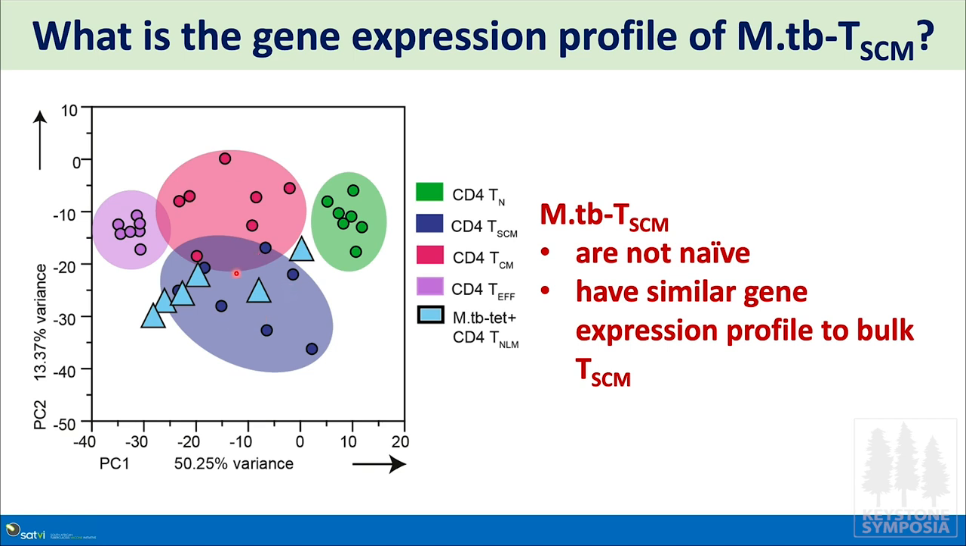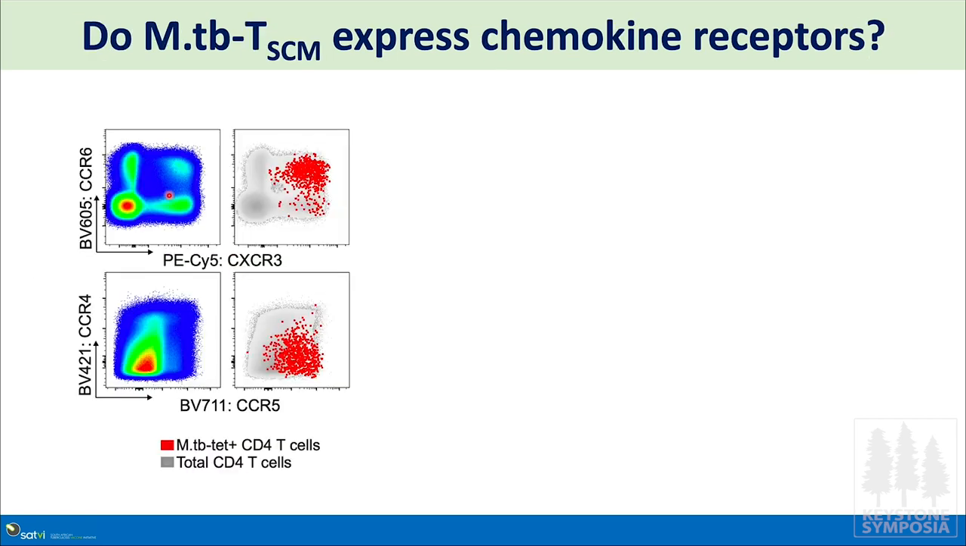So like I said, the 22 genes that were used to cluster the different memory phenotypes were predominantly chemokine receptors, cytotoxic molecules, and other effector functions. We wanted to know whether these MTB-specific TSCMs actually express the chemokine receptors. So we measured, using flow cytometry, expression of CCR6, CXCR3, CCR4, and CCR5. And you can see here, the red dots represent total tetramer-positive CD4 T cells. The majority of the tetramer-positive T cells express both CCR6 and CXCR3, have very little expression of CCR4, and some express CCR5.